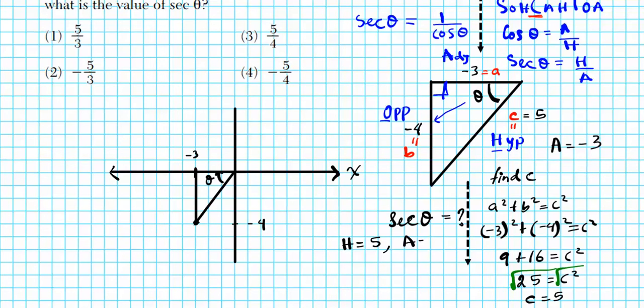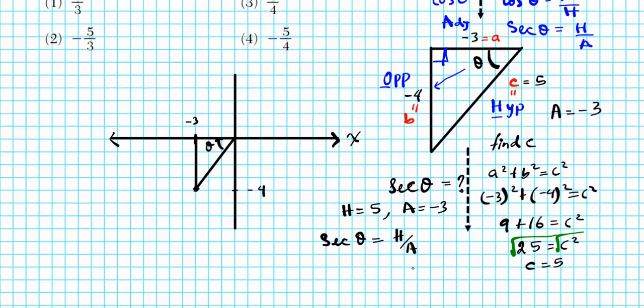Adjacent A is -3. And secant, from the reciprocal of cosine, Sohcahtoa, is hypotenuse over adjacent. So we're going to plug it in here, and then our answer is going to be 5 over -3. Option number 2 is the correct answer for this problem.